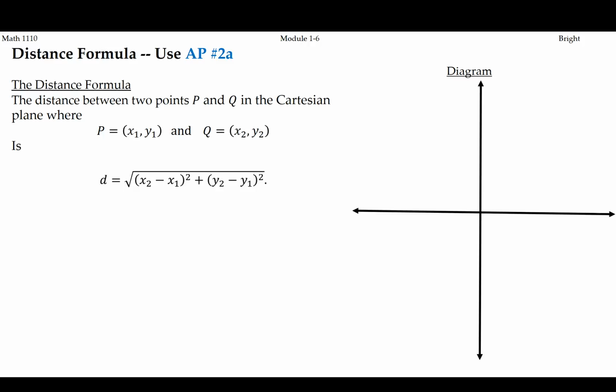So we have 2 points. We got a distance formula. This is on your formula sheet. And so now we want to just use it. Okay, so we want to find the distance between (-1, 2) and (4, -7).